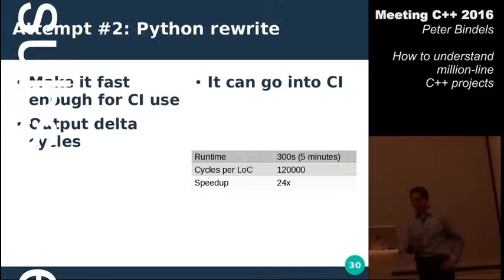Yeah, it's almost the wrong conference for this. But I'll get to that.